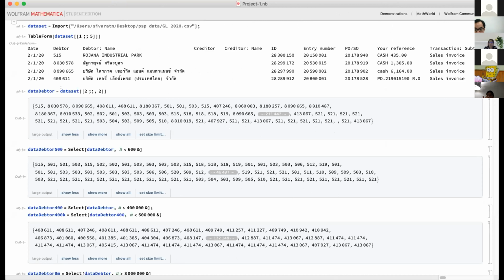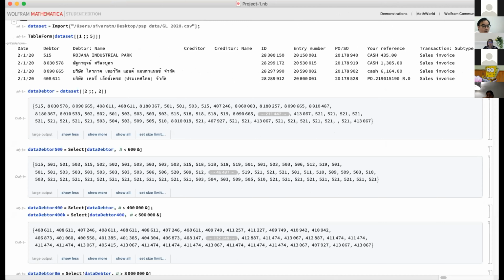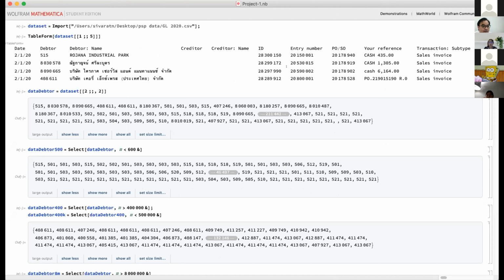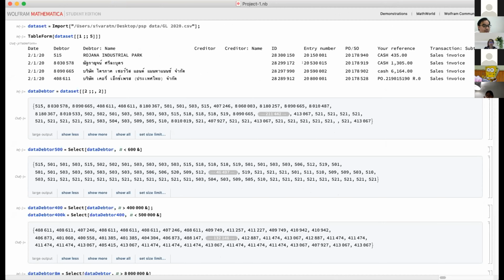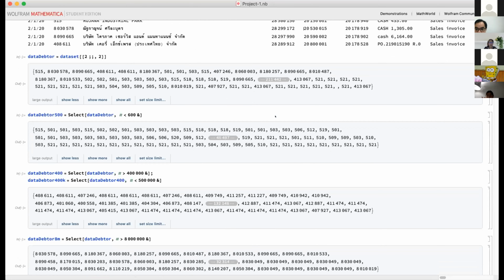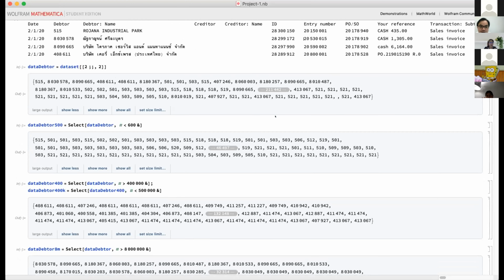So let's backtrack a little bit. This belongs to what? A bank or a lender or a mortgage? No, a company selling products, safety products. Okay, so debtor would be like receivable, debt in that sense. It's not borrowing. It's not a loan, right? Yes. Okay, so sales receivable. So Rojana Industrial Park has to pay you 455 baht on that date.